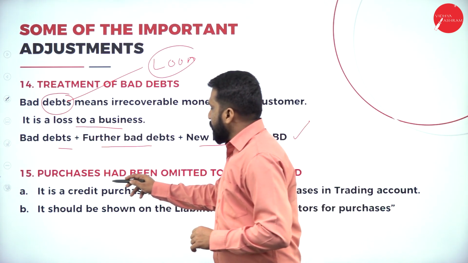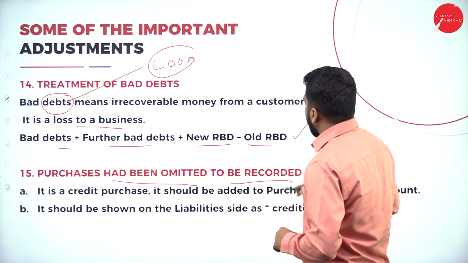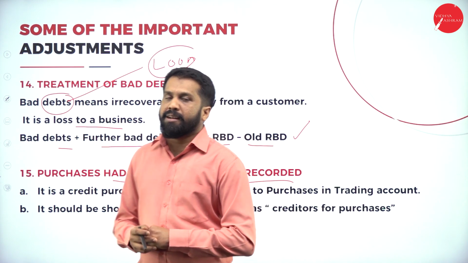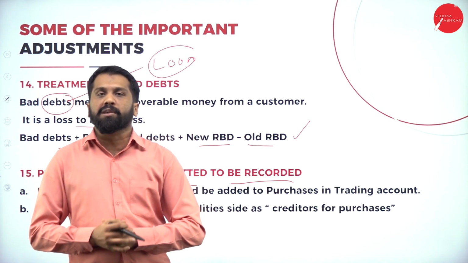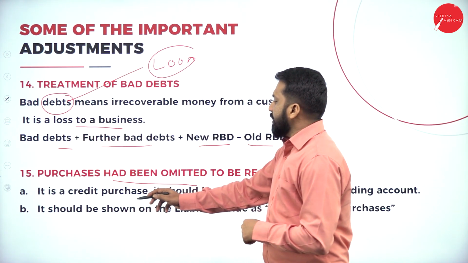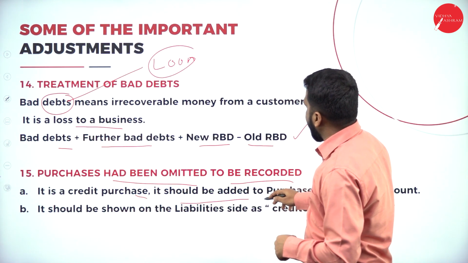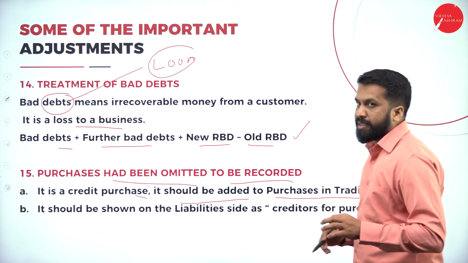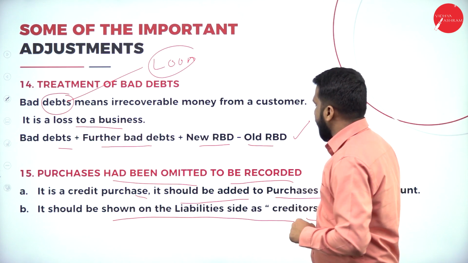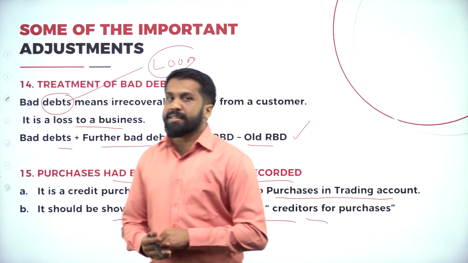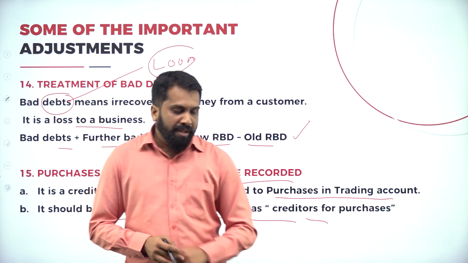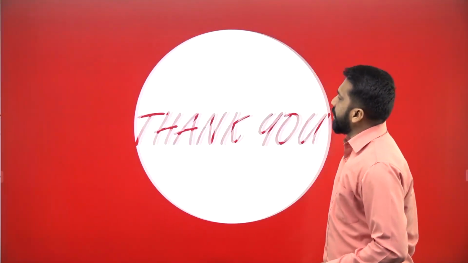Now, purchase had been omitted to be recorded. So there are around 5 or 6,000 of purchases, but they have been skipped and not considered. Then what should we do? We should consider it a credit purchase. It should be added to the purchases in the trading account. It should be shown on the liability side as creditors. Remember, you have to consider it for purchases and for liability. So these are the major adjustments.